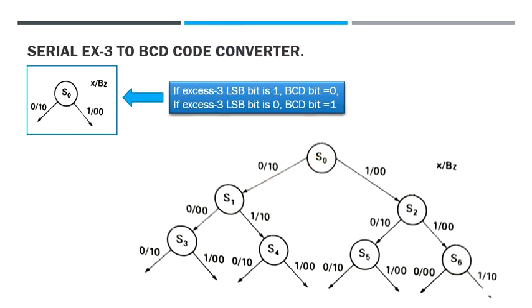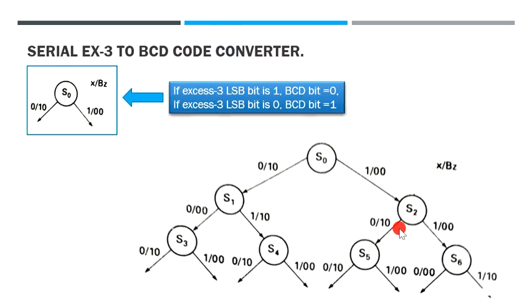If LSB bit is 1, BCD bit is 0. If LSB bit is 0, then BCD bit is 1. In this particular case, X, as I mentioned, is an input, B is the BCD output, and Z is the non-XS3 input sequence. If it occurs, it is supposed to be equal to 1. So that is why if you look at the state diagram, everywhere we have X/BZ.